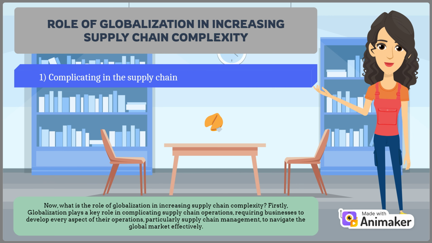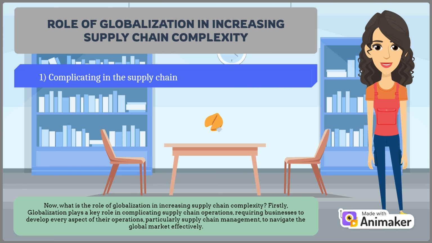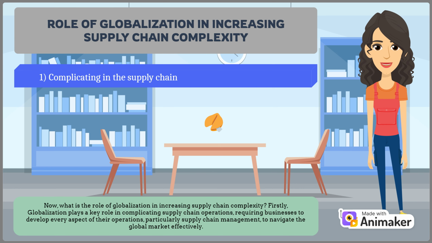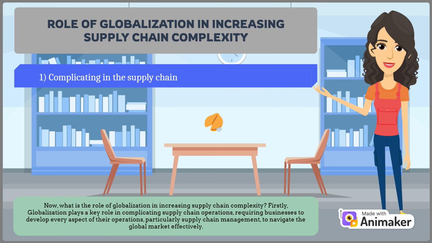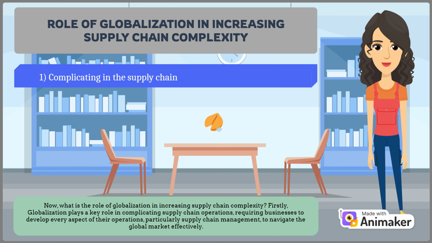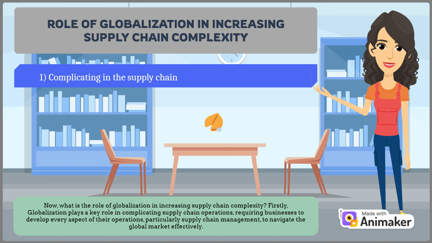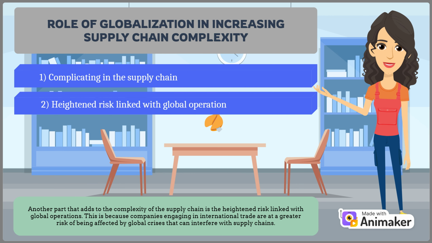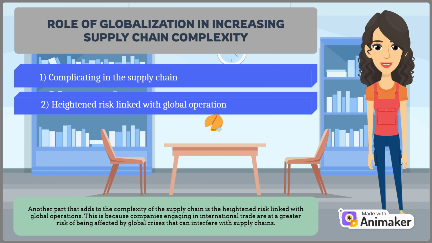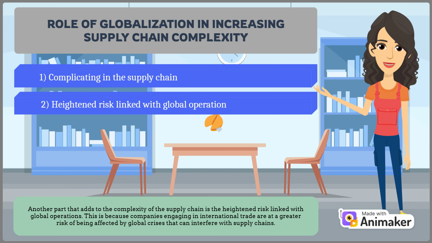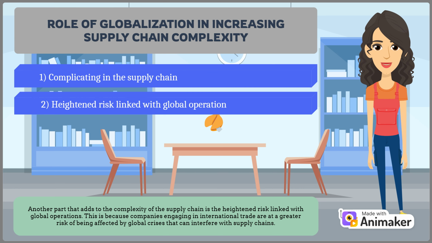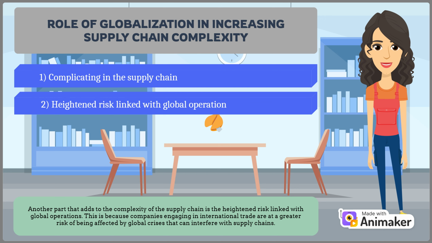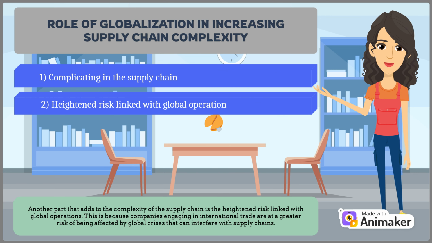Firstly, globalization plays a key role in complicating supply chain operations, requiring businesses to develop every aspect of their operations, particularly supply chain management, to navigate the global market effectively. Another part that adds to the complexity of the supply chain is the heightened risk linked with global operations. This is because companies engaging in international trade are at a greater risk of being affected by global crises that can interfere with supply chains.